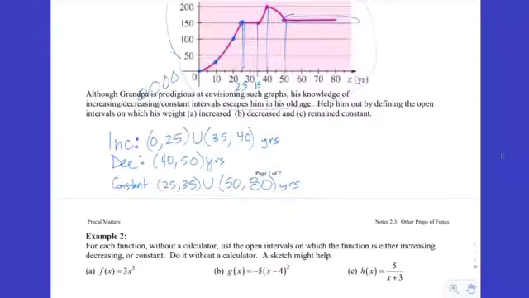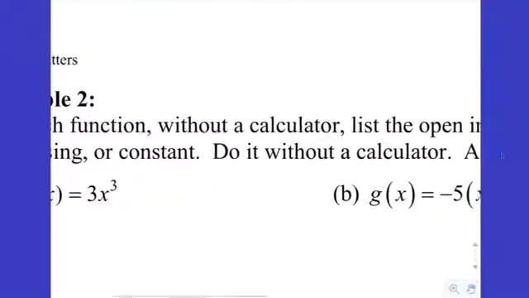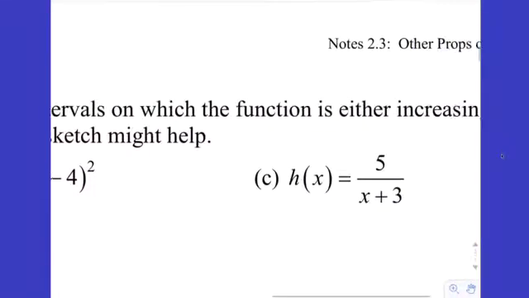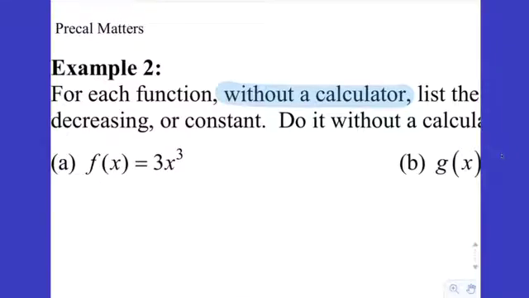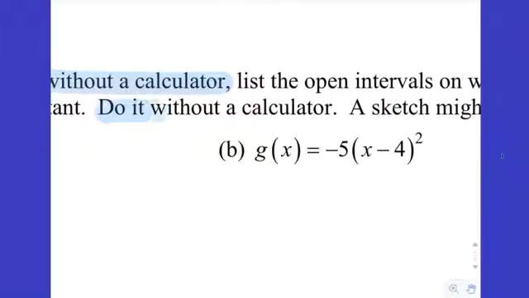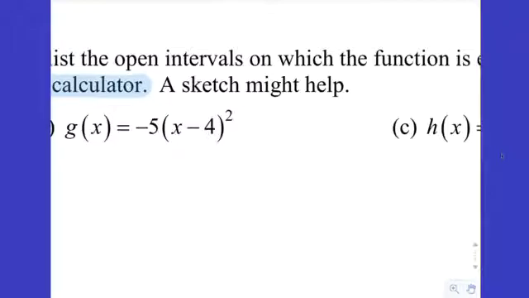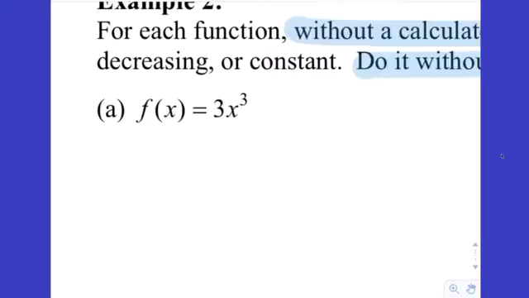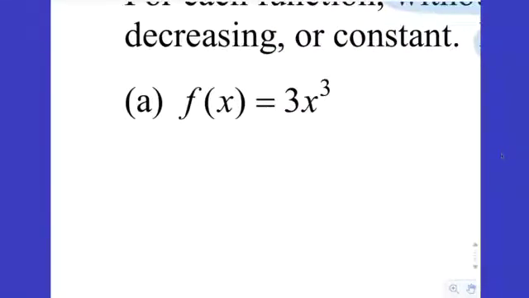So here we go to example 2. It says for each function, without a calculator, okay, no calculator on this one, list the open intervals on which the function is either increasing, decreasing, or constant. Do it without a calculator. Gosh, a sketch might help. It was so easy with the sketch on the Grandpa George example that the way we're going to do these is to sketch a graph. So this is going to require a little bit of knowledge of some parent functions and some transformations.